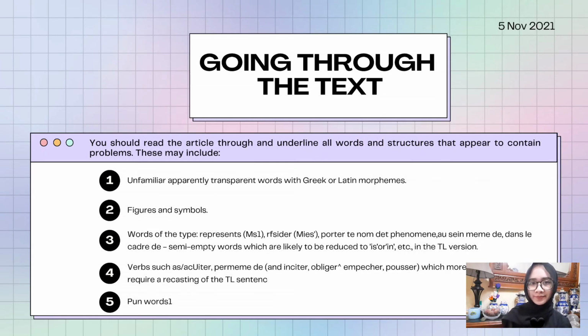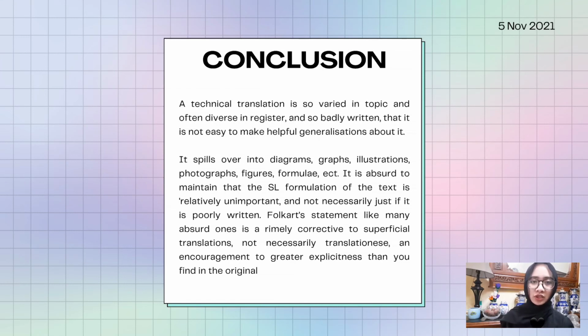Conclusion: a technical translation is so varied in topic and often diverse in register and so badly written that it is not easy to make helpful generalizations about it, and it spills over into diagrams, graphs, illustrations, photographs, figures, formulae, etc. It is absurd to maintain that the SL formulation of the text is relatively unimportant and not necessarily just if it is poorly written. Newmark's statement, like many absurd ones, is a corrective to superficial translations, not necessarily translationese, and an encouragement to greater explicitness than you find in the original.